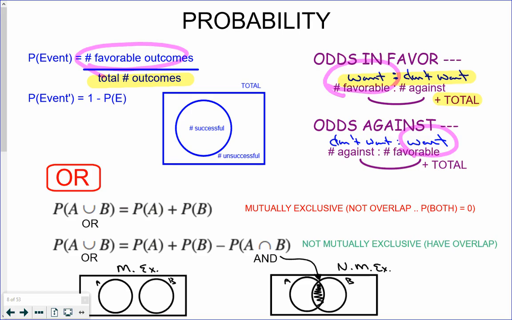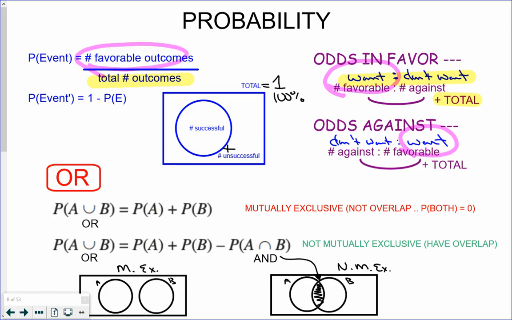And remember, the total of what you want plus what you don't want is always going to be 1 or 100%. Always. Right? If there's a 1 in 6 shot of rolling a 2 on a dice, there's a 5 in 6 shot of not rolling a 2. 1 in 6 plus 5 in 6 is 1.